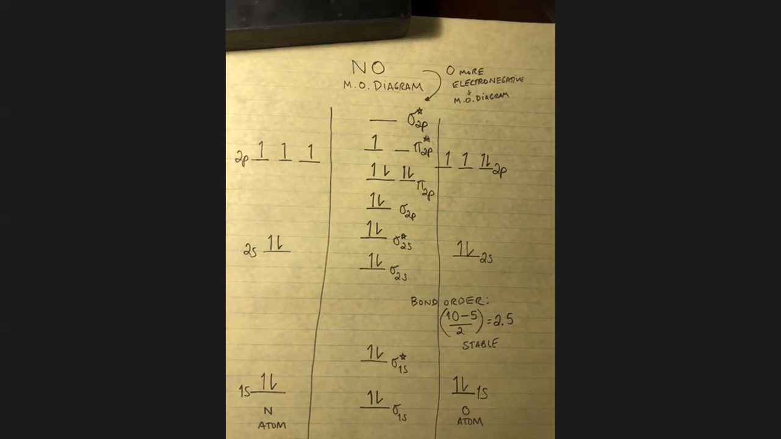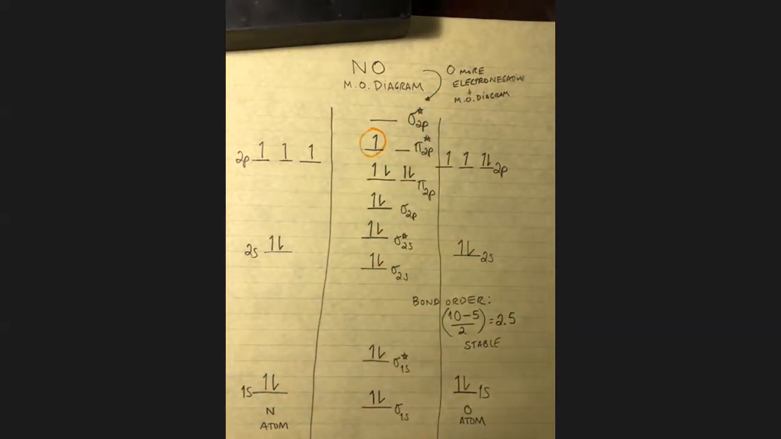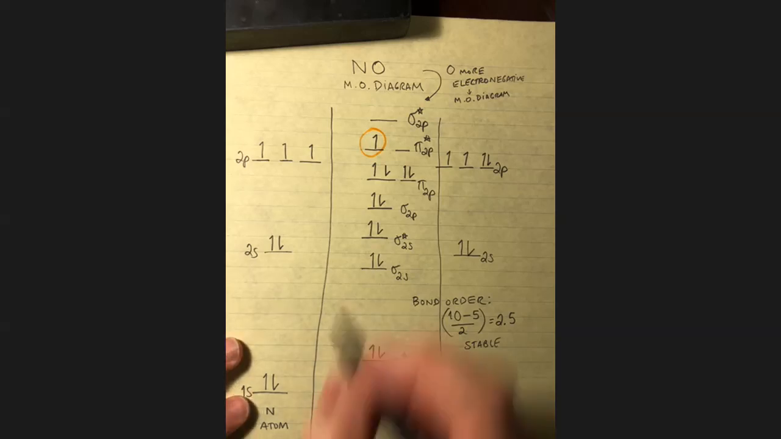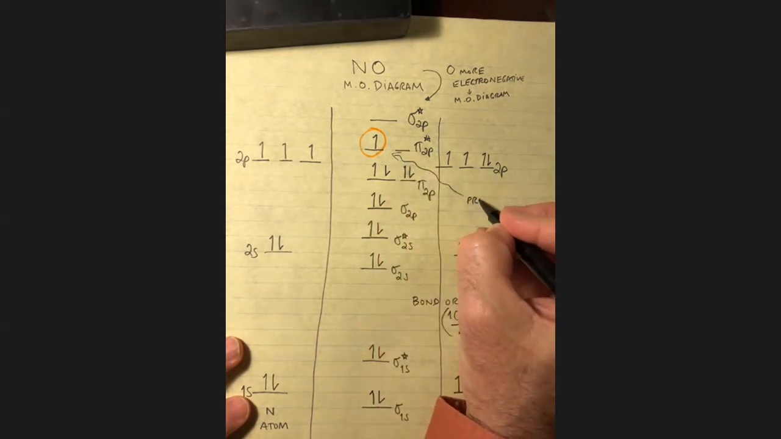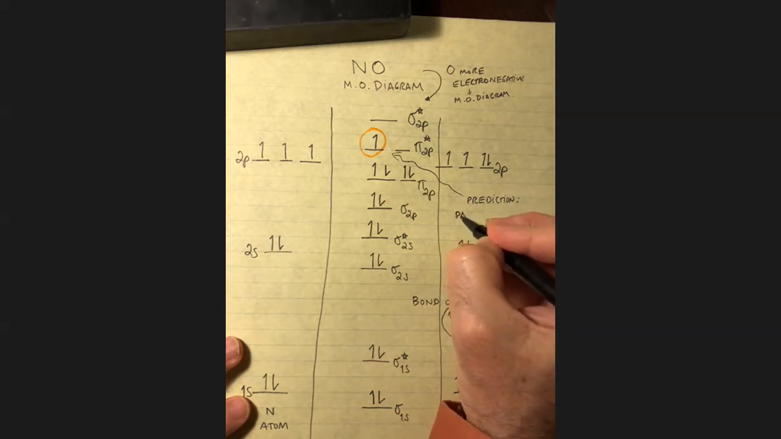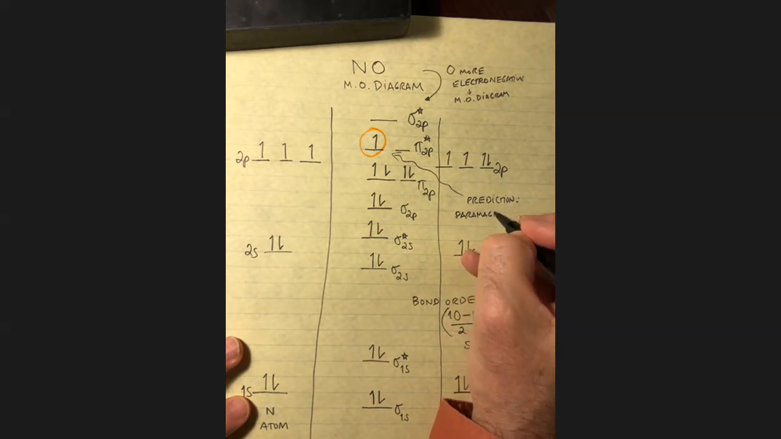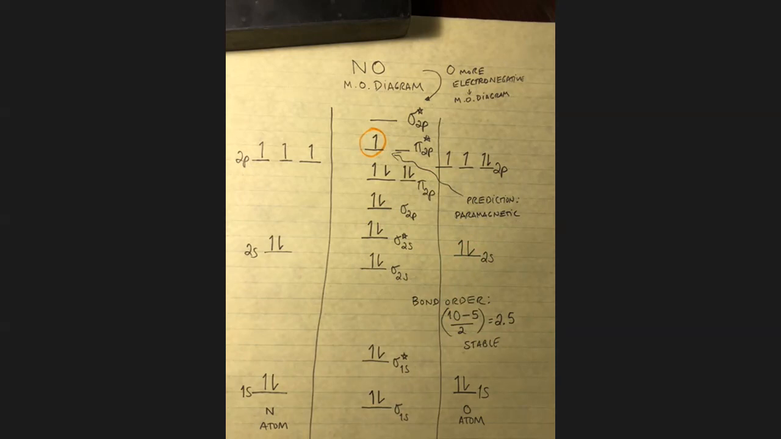And it also predicts that nitrogen monoxide will be paramagnetic, right? I'm going to put that over here. Prediction: NO is paramagnetic. And tell you what, I'm going to let you all look that up and see if it's true or not. Go look up NO and see if you can find out whether it's paramagnetic or diamagnetic. I'll let you work on that.